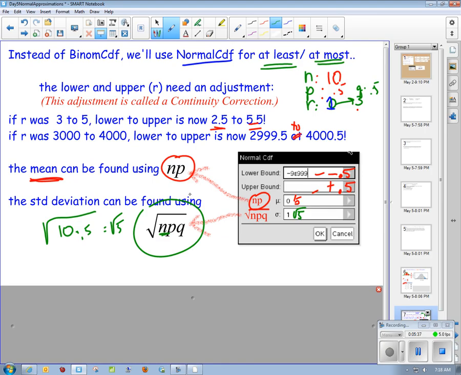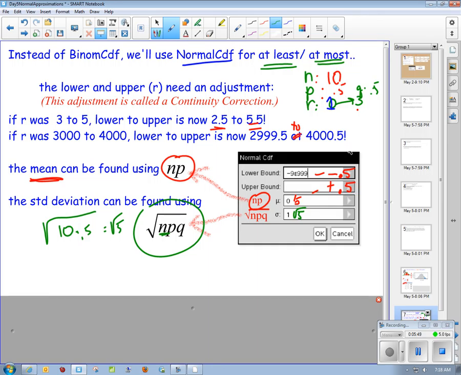And I would use my calculator function to find out what that probability was. When I find out what that probability is, it should be very close to what I got using the binomial CDF. And again, this is an approximation. The binomial CDF gives you exact values, but the normal CDF will give you an approximation.